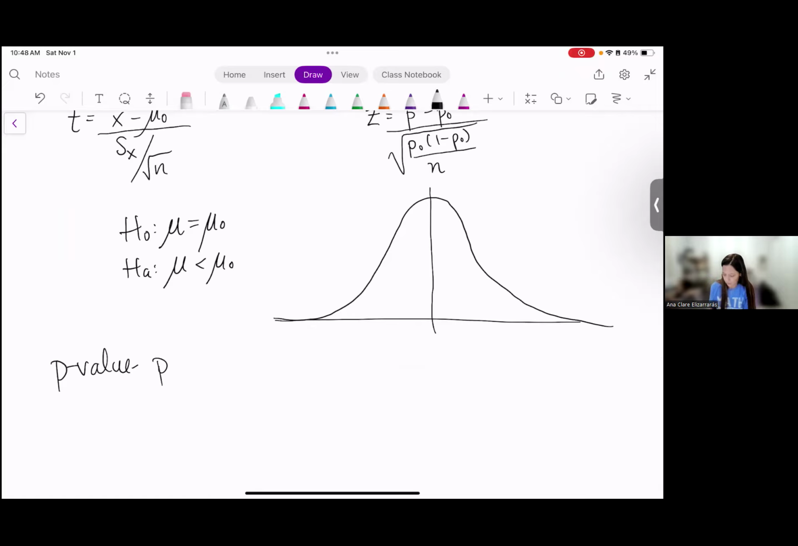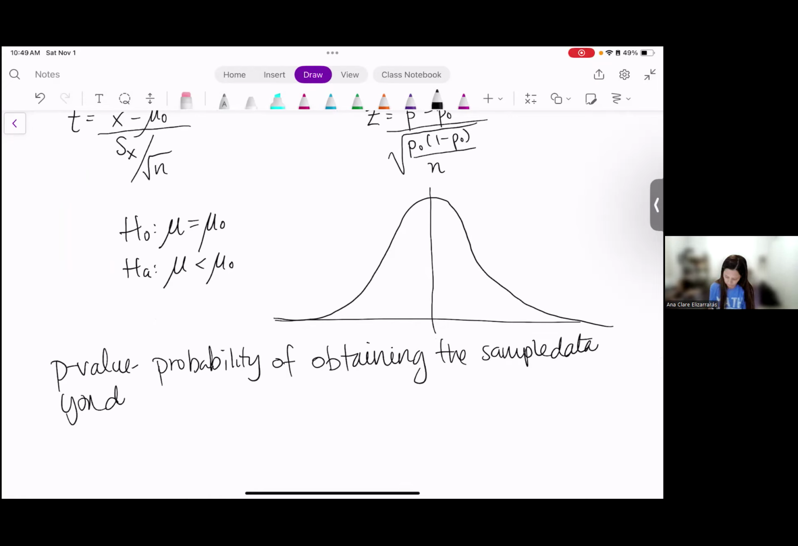And the p-value is the probability of obtaining the sample data you did or data more extreme, because you can be even smaller to the left or further to the right, assuming that the null is true.